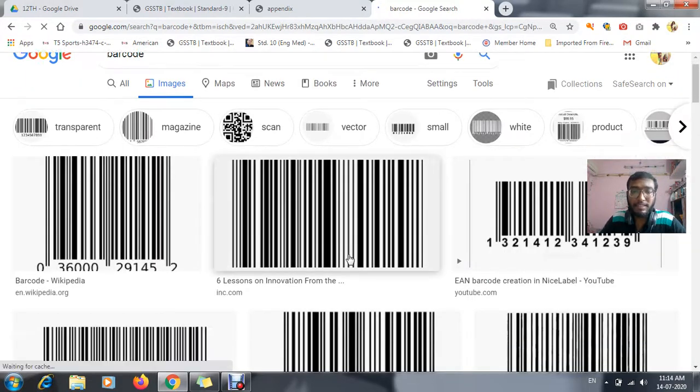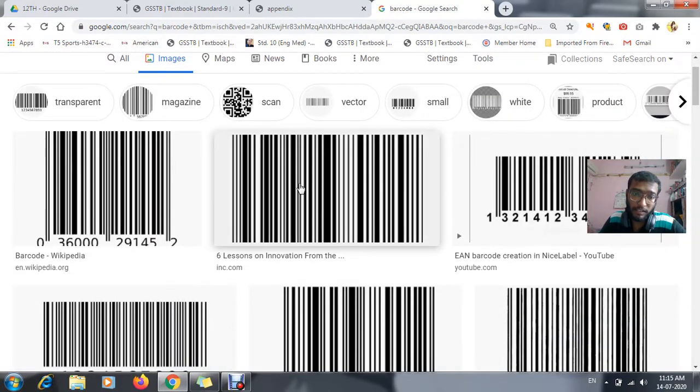I hope you have seen these black and white lines. This is the barcode. Each and every product we get has such barcodes. Even though after seeing this barcode we think it is just black and white lines, it is not just black and white lines, it contains a lot of information.